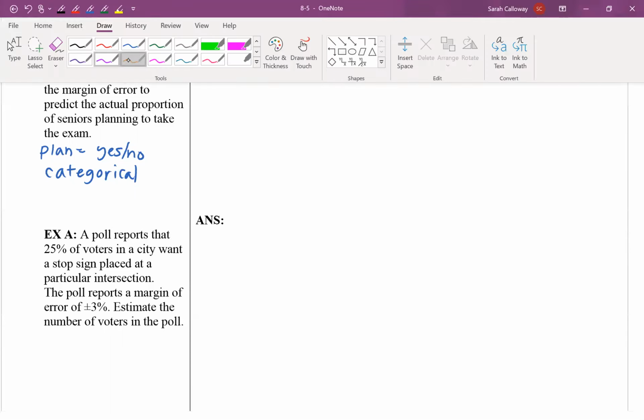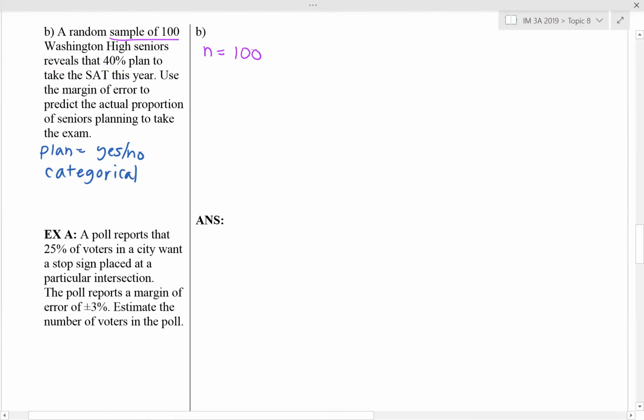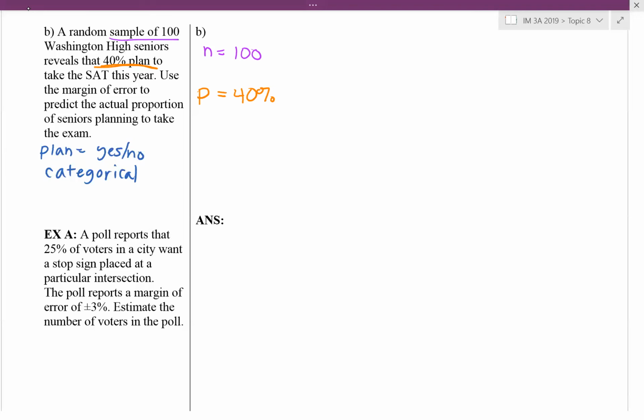They're giving us their data. So 40% of them plan to take the SAT. This is a proportion, so p is 40%. And so what we're going to look at is what is the true proportion. If I add and subtract the margin of error, that'll give me a better indicator as to where the true population's proportion lies.